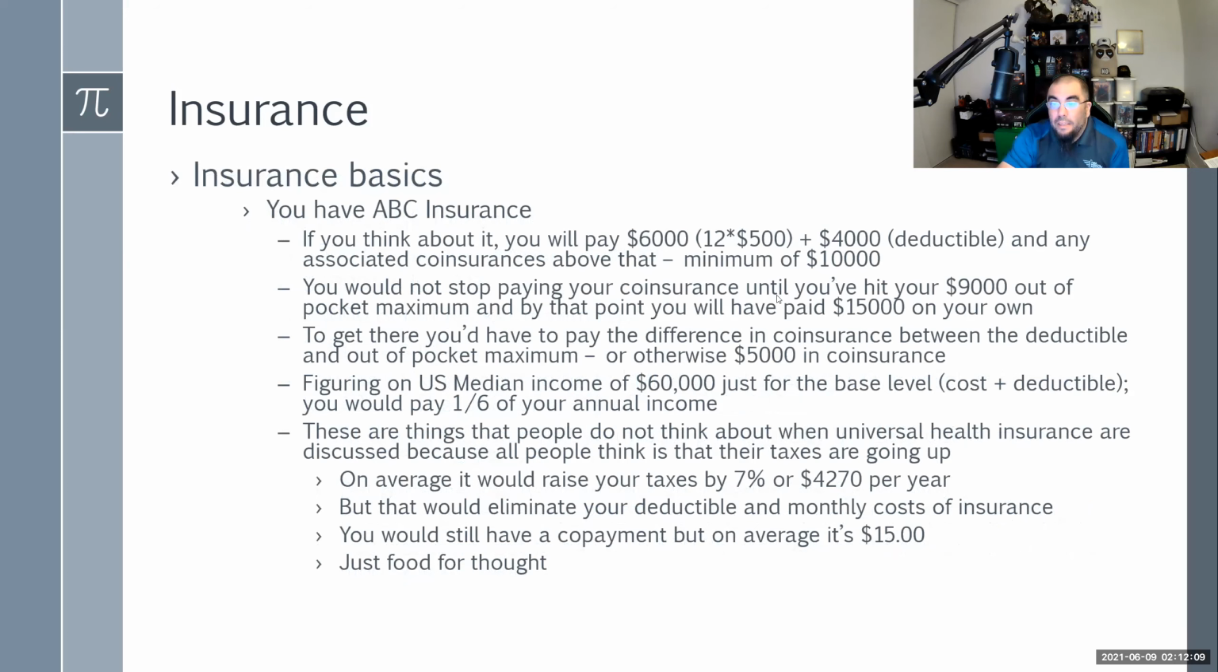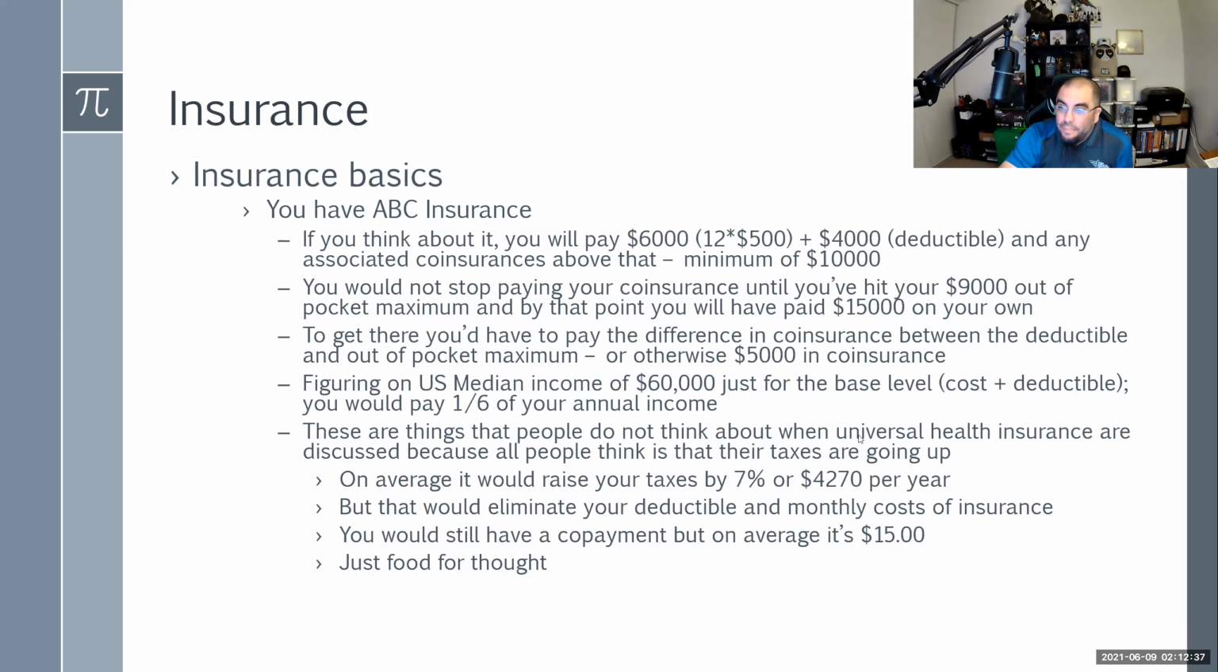You would not stop paying your coinsurance until you've hit the $9,000 out-of-pocket maximum, and by that point, you would have paid $15,000 on your own. And to get there, you'd have to pay the difference in coinsurance between the deductible and out-of-pocket maximum, or about another $5,000 in coinsurance. If you figure on the U.S. median income of $60,000, for just the base cost plus deductible, you're paying about $10,000 of your annual income for insurance.